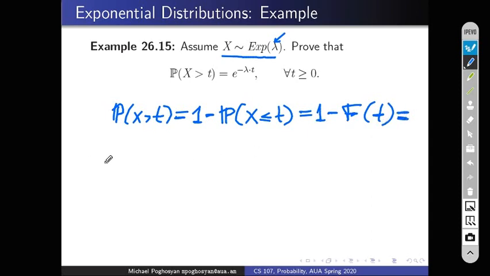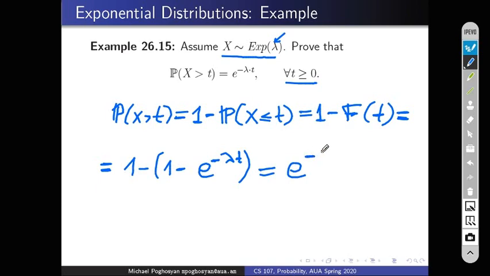And I have the value of the CDF for any t. Because t is non-negative, this will be 1 minus e to the minus lambda times t. And once cancelled, we will be left with e to the minus lambda times t. So this is what the problem was asking.